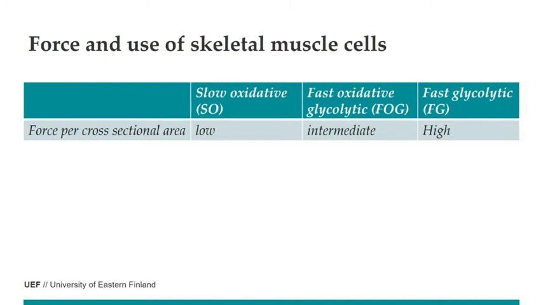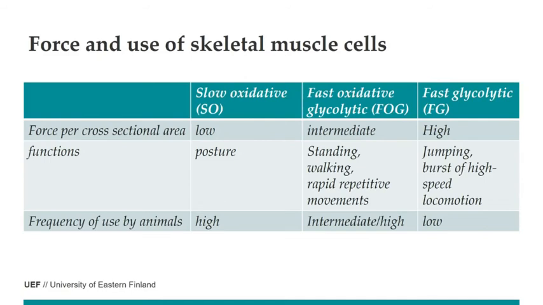And of course the cross-section area is important, because if you have a very wide whole muscle, then you can produce more force. That's why usually the force is divided by the cross-section, so you can compare similar size muscles to each other. These oxidative cells have low force, they are not very strong, but these fast glycolytic cells are very strong. And that's why the functions are different.